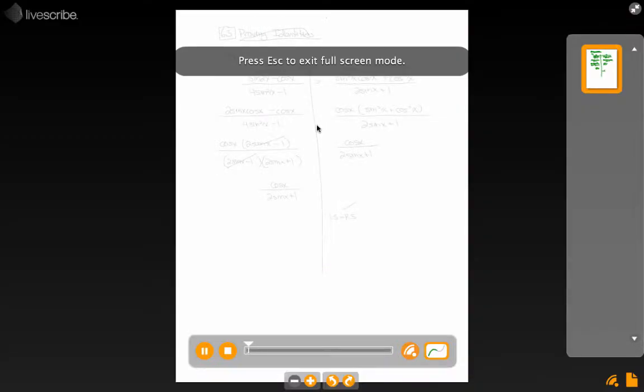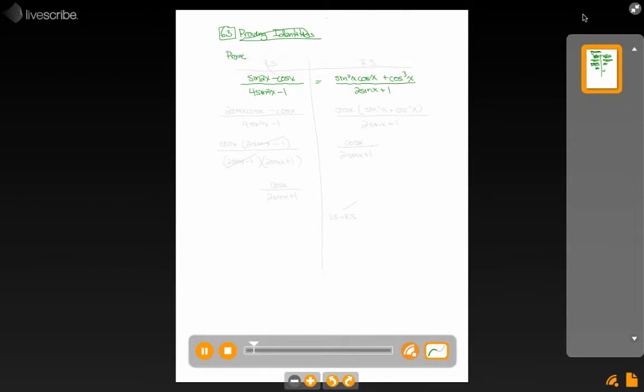This example comes out of section 6.3, proving identities. We have an identity that at first glance looks like a nightmare. It's pretty big, lots of stuff going on, squares, cubes, double angle identities. Let's set it up and see where we go. It actually turns out not to be that bad if you can factor.